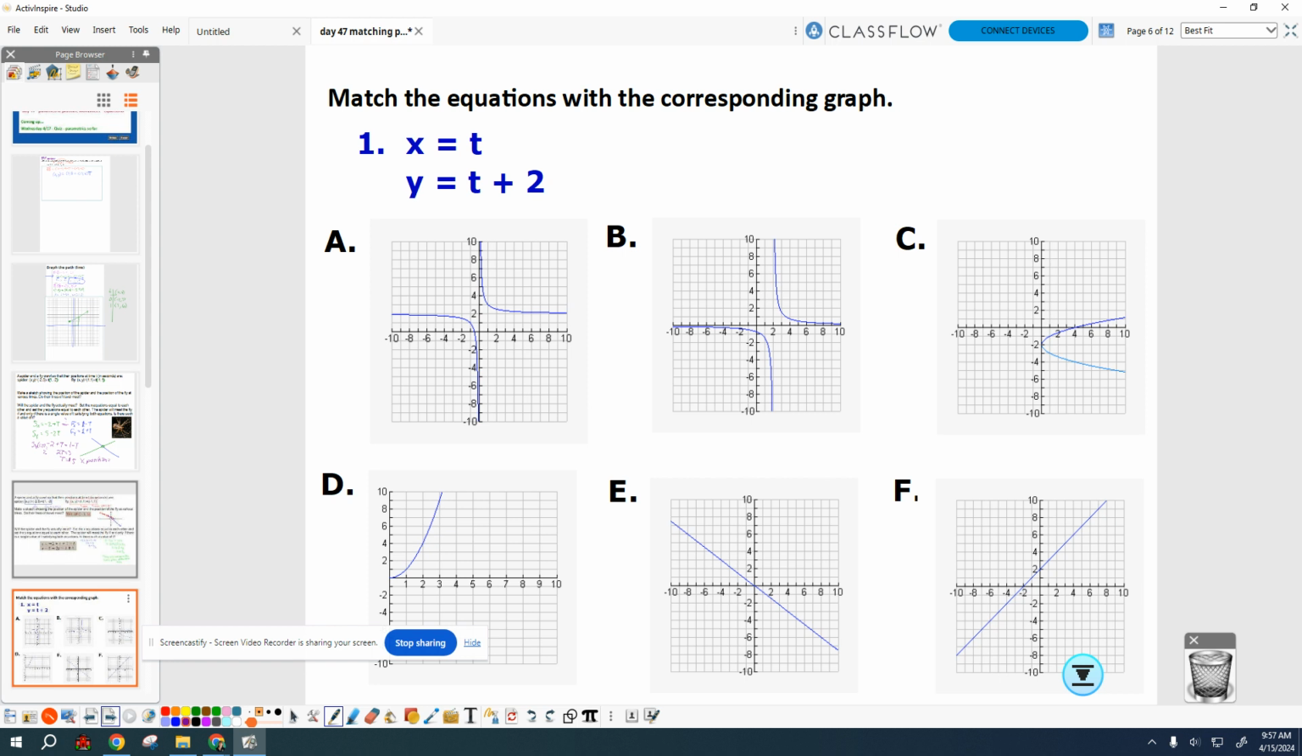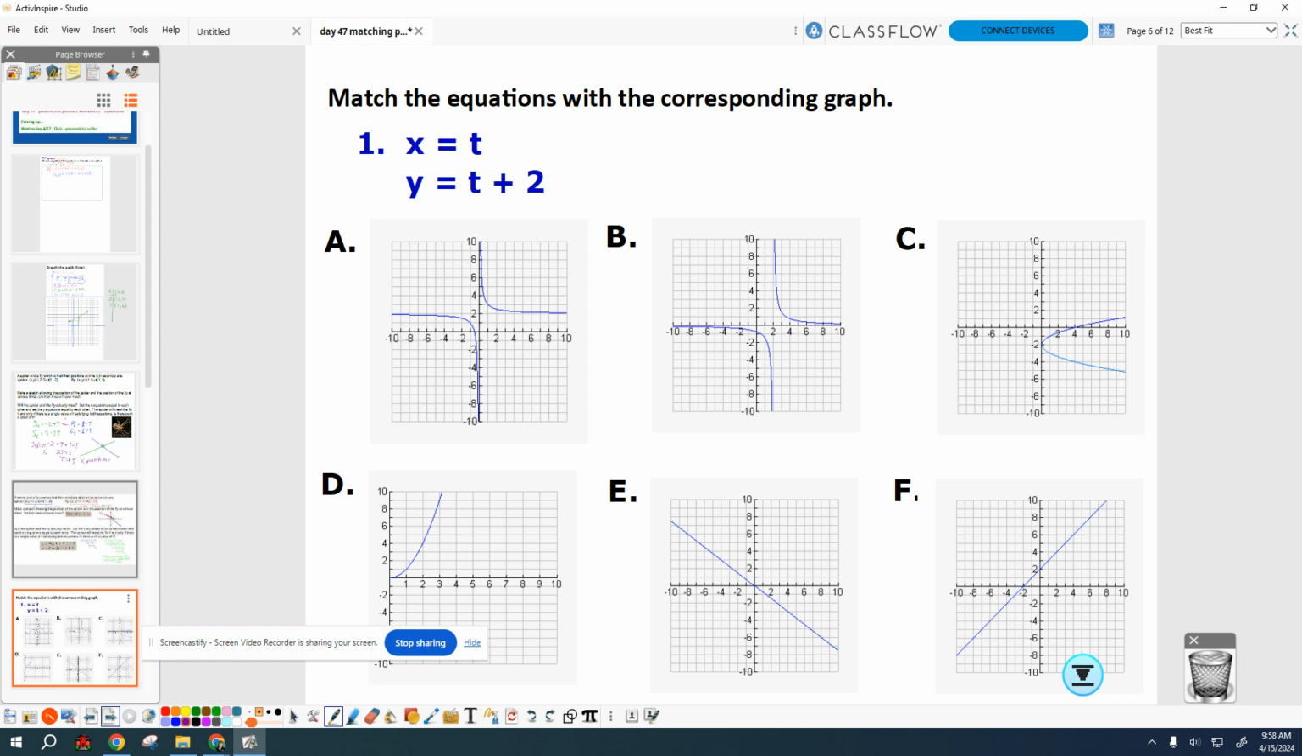I'd like you guys to spend 5 or 10 minutes trying to match these. See if you can finish the worksheet, and then we'll talk about it. Plug in 0 for T, plug in 1. But don't get immediately on the phone, please. Plus 2.